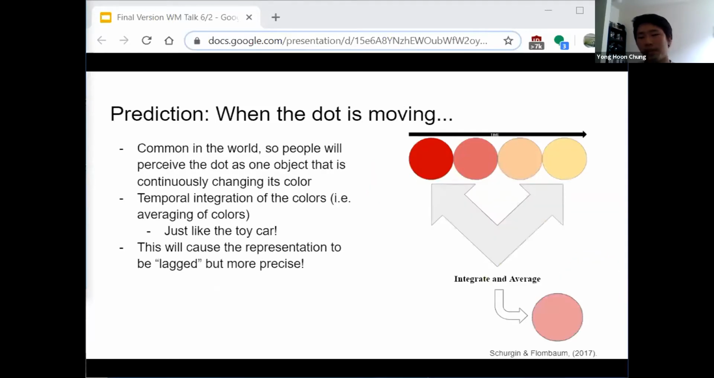However, when the dot is moving around and changing color, this is somewhat common in the world. So people will perceive the dot as one object that is continuously changing its color. This will induce temporal integration of the colors, such as averaging of the colors, just like with the toy car demo. This will cause the representation to seem more lagged because people are incorporating the past color more, but more precise because people are averaging many noisy color representations.